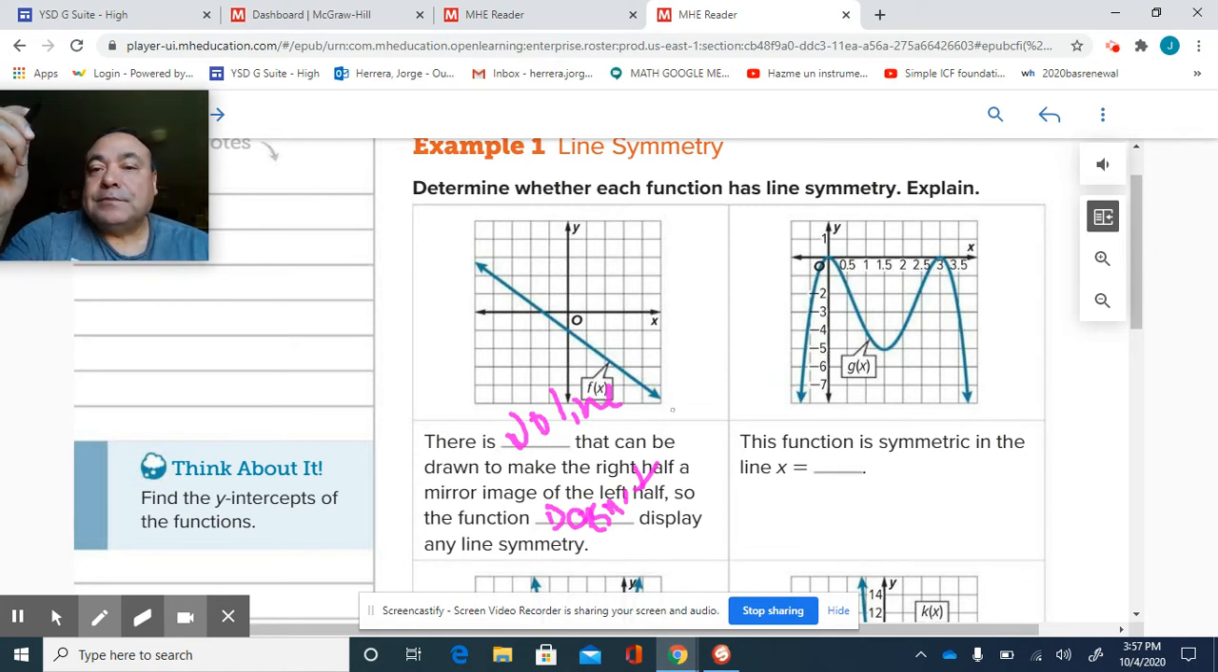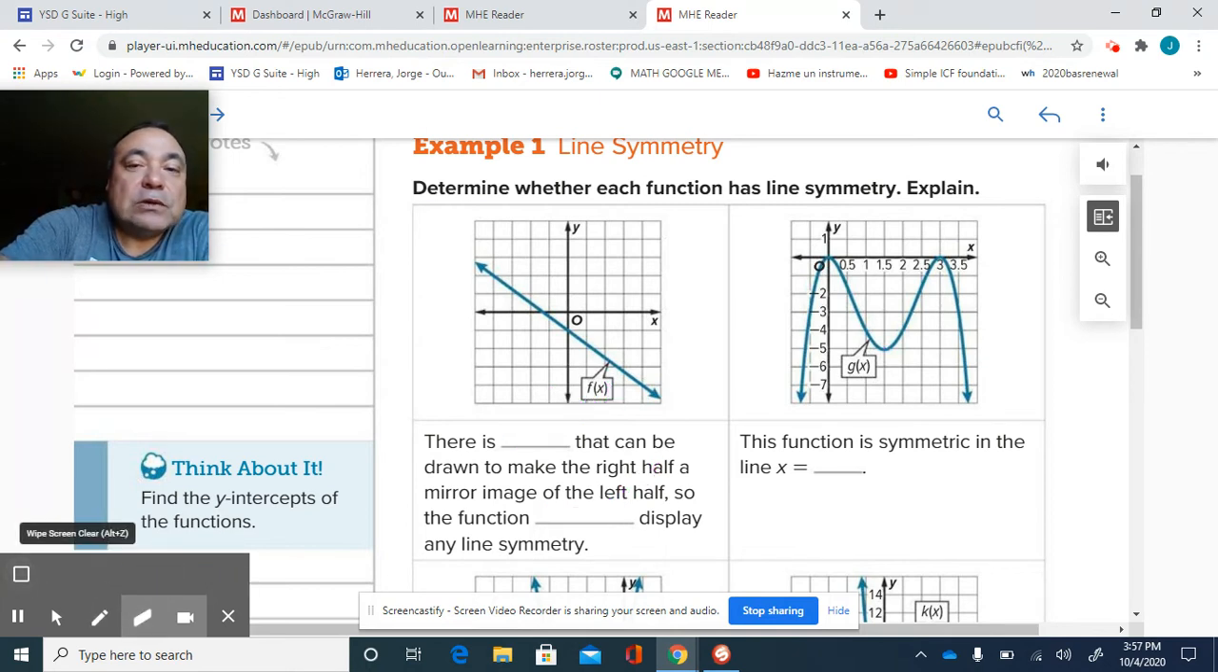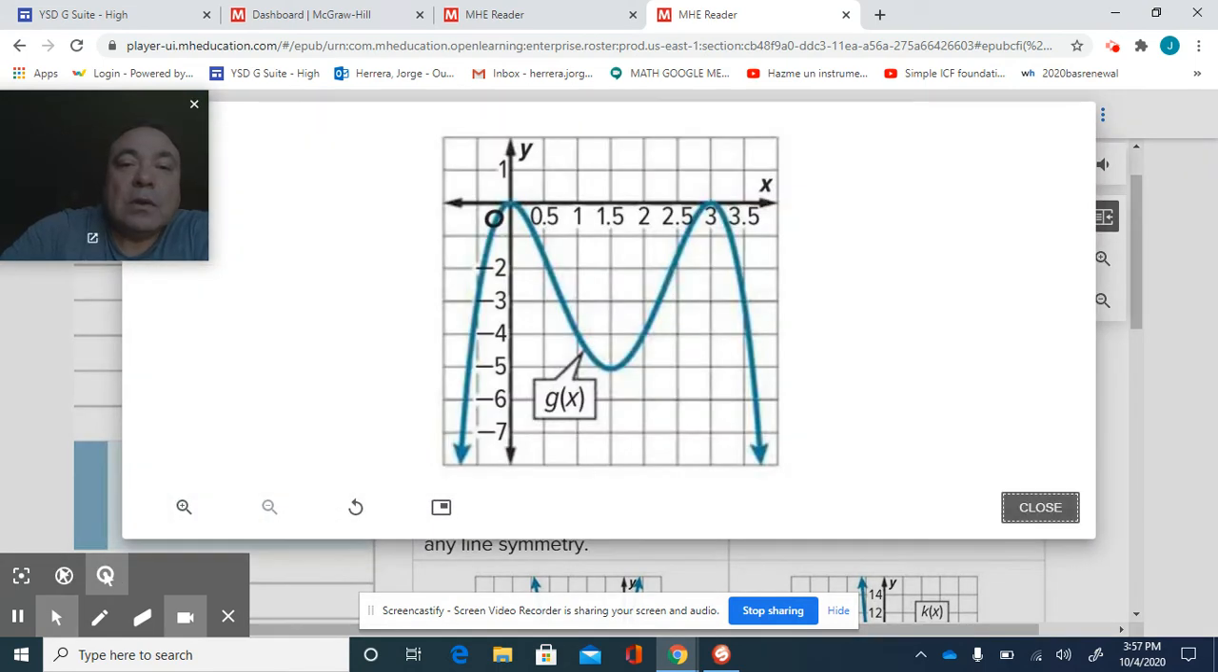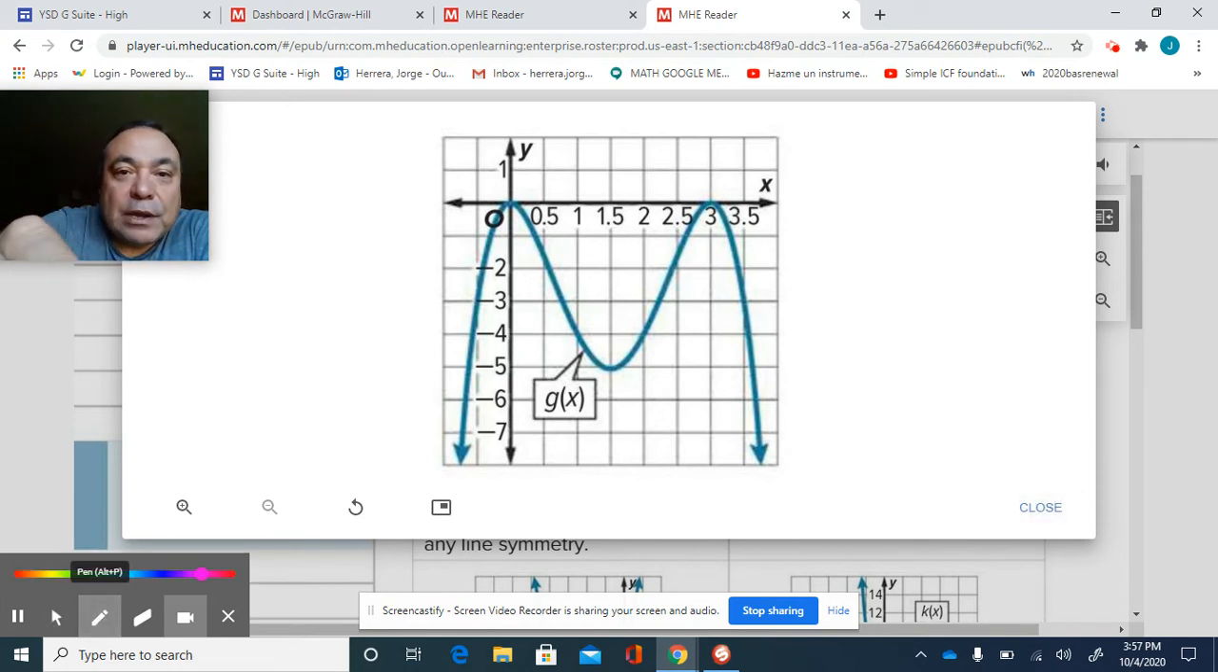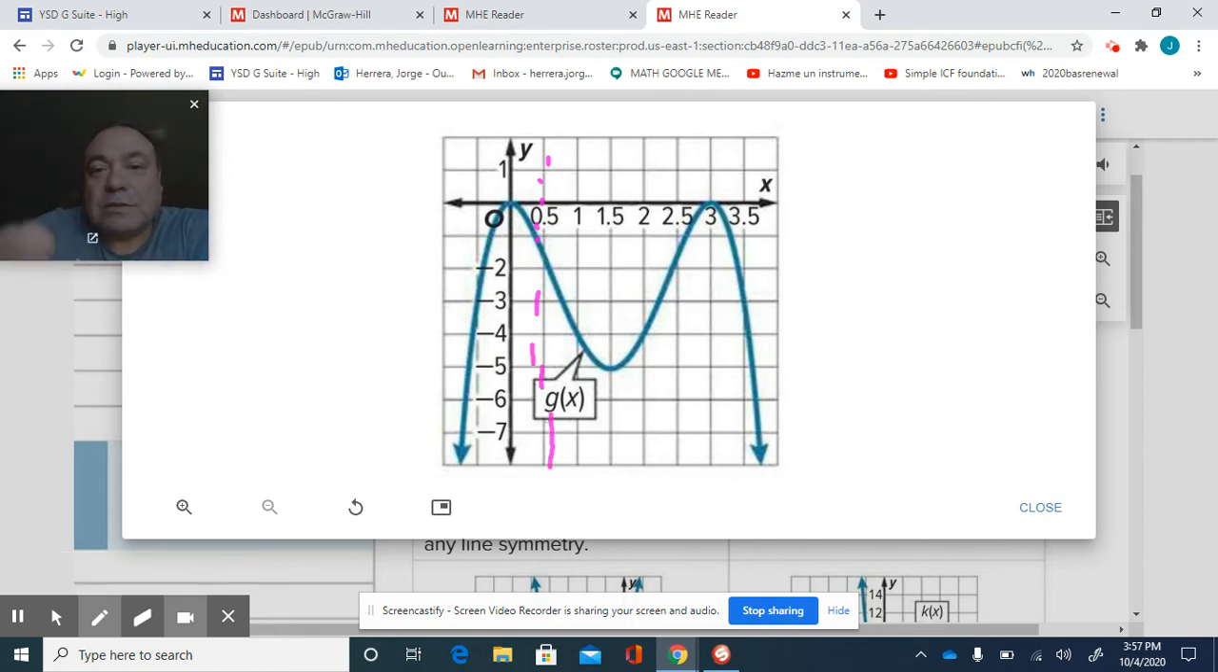Now, what about this one over here? Let's look at this one. Let me just go here and erase that. Let's look at the second one. Okay. Now, if we were to do the line of symmetry somewhere in here, like this, of course there's no line of symmetry. You don't get exactly half, right? So you need to find a point somewhere in here where there should be a line of symmetry.